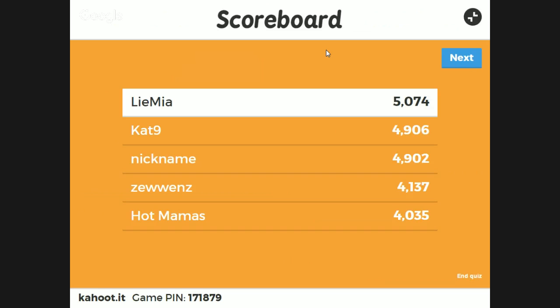Where's Cat 9? There's Cat 9. Okay, Cat 9 might actually take it from Limia. Limia, you can't let this happen. Don't let it happen. Right.